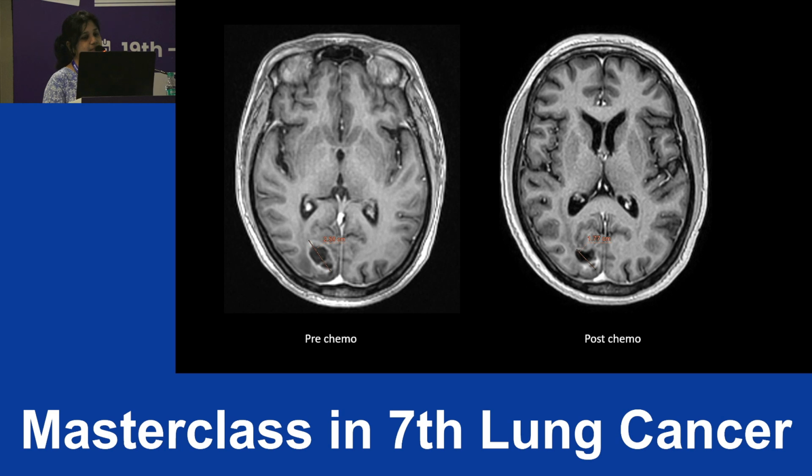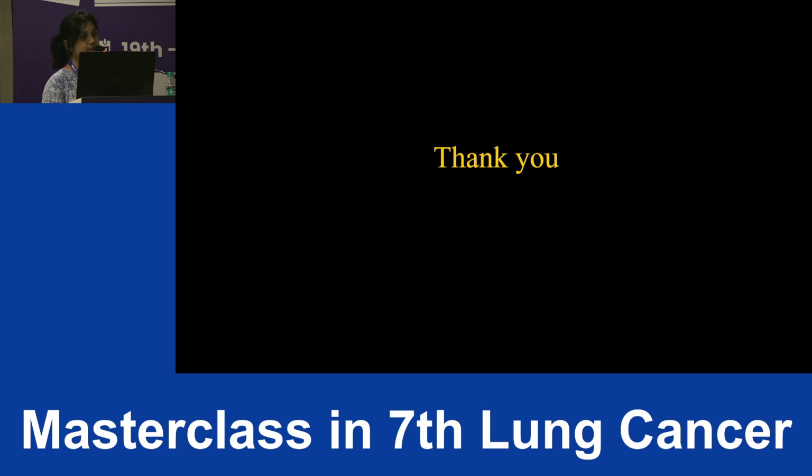So this is a simple case of a partial response. Here, there is more than 30% decrease. The criteria remain the same. It's just that you can select up to 5 lesions in the brain. That's the RANO-BM criteria. So this brings me to the end of the talk.